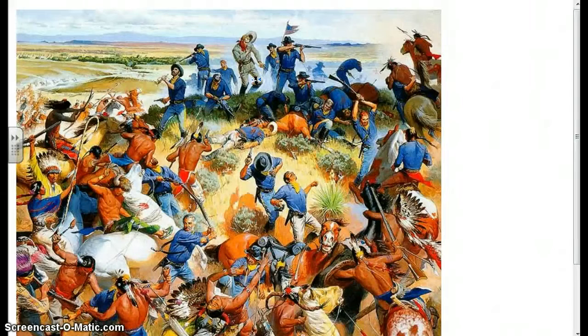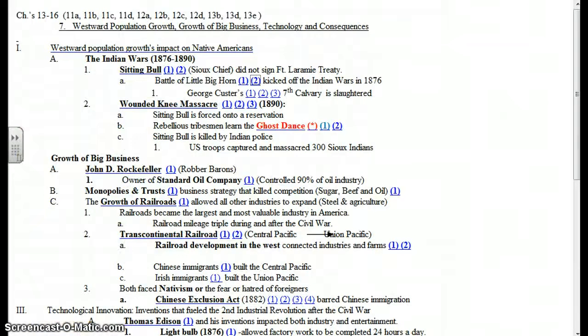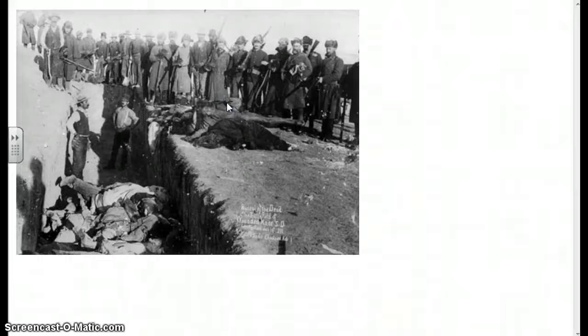News got back to the eastern part of the United States that Custer, a hero of the Civil War, and one third of his whole troop had been wiped out by Indians, and there was such an uproar that this is the event that kicked off the Indian Wars from 1876 to 1890. The event that ended the Indian Wars occurred in 1890 at a place called Wounded Knee.